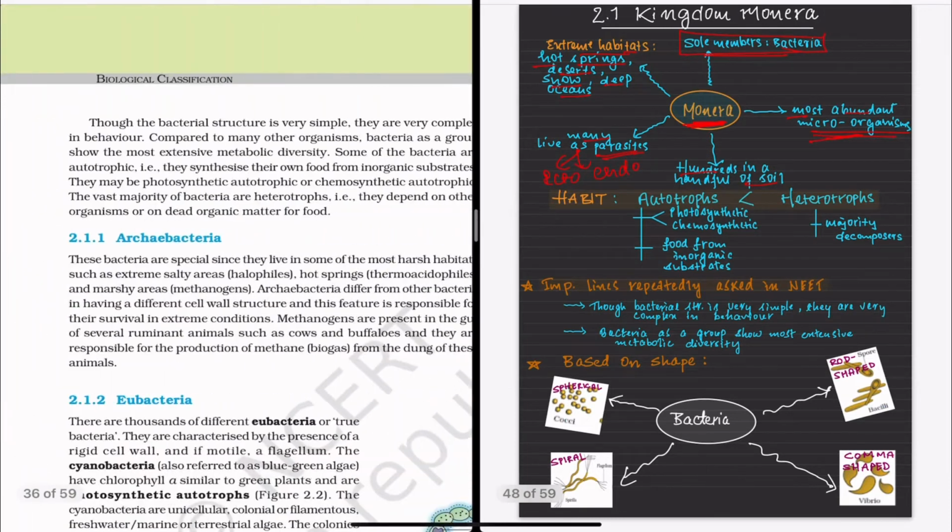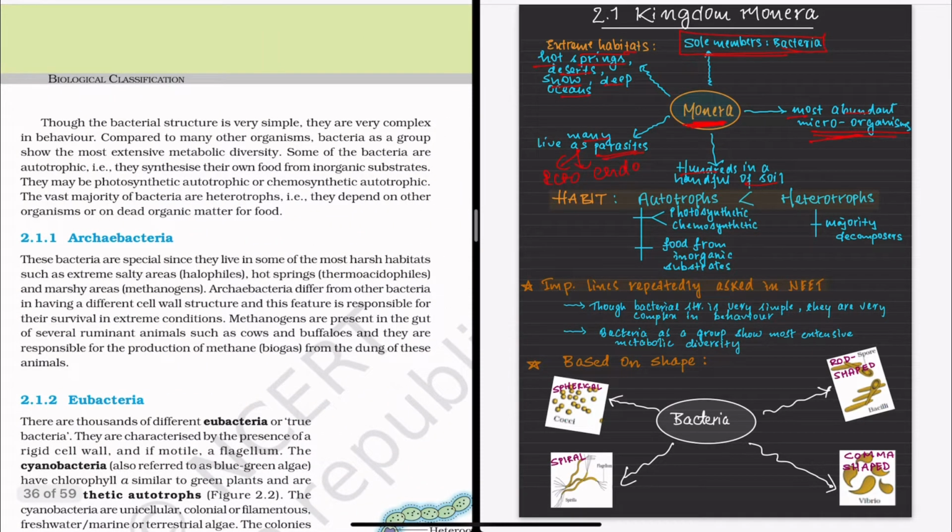So first we'll study the habit of Monera. Monerans are both autotrophic and heterotrophic. In case of heterotrophs, they are majorly decomposers. And in case of autotrophs, they are photosynthetic as well as chemosynthetic. And they prepare their food from inorganic substrates.